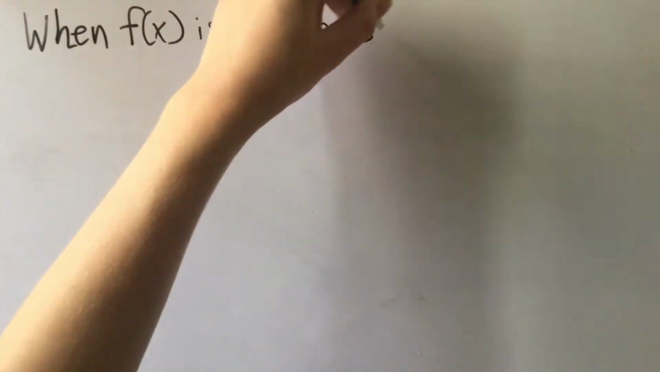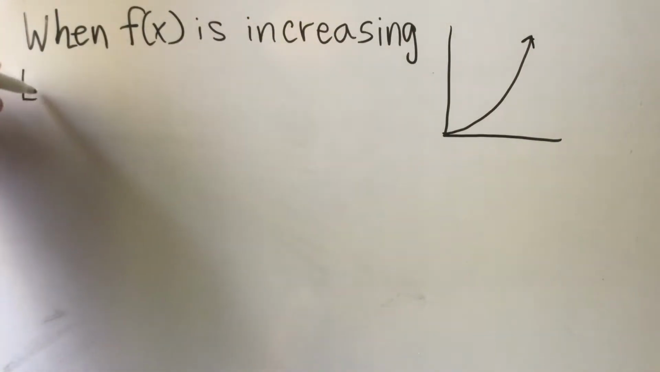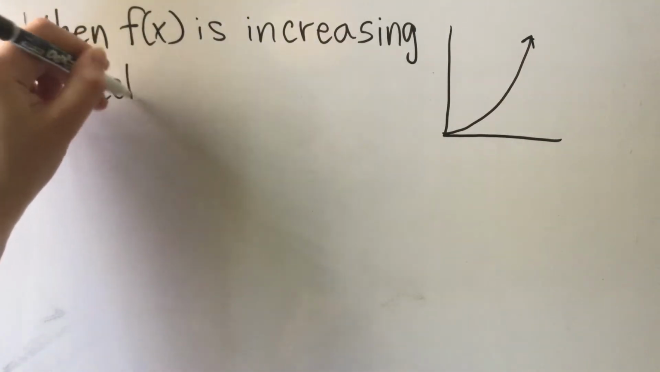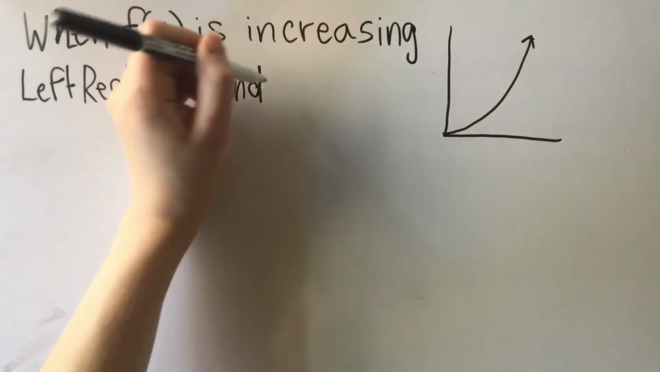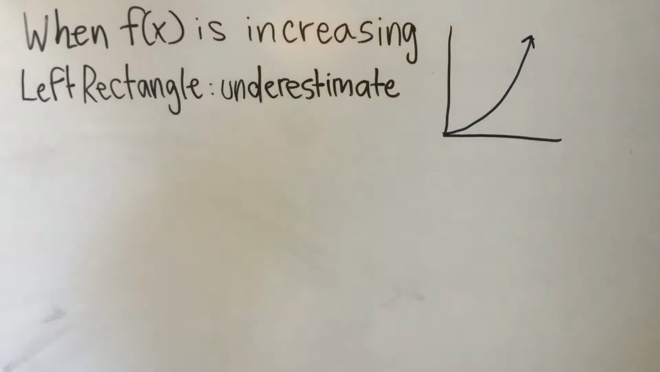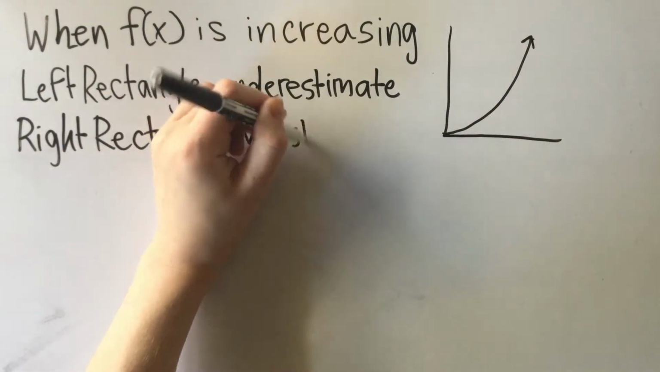When f of x is increasing, when is it an under or overestimate? For left rectangles, it's an underestimate, and you can test this out by drawing the rectangles yourself. And for right rectangles, it's an overestimate. The same strategy applies, testing it out by drawing them yourself.